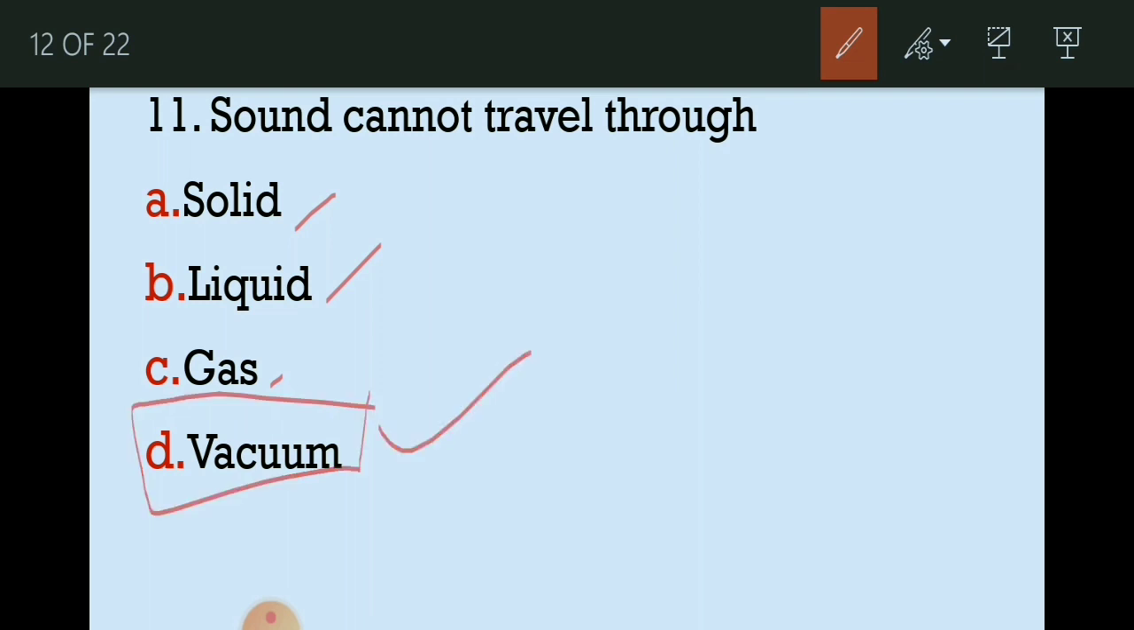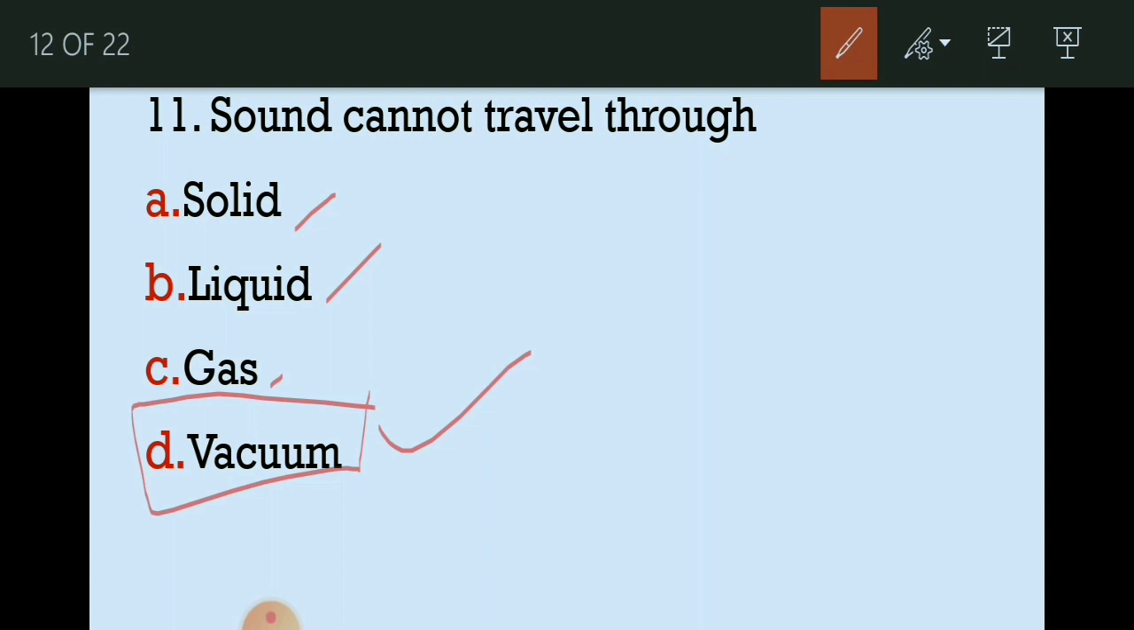Okay, suppose we place an alarm clock within a container. When air is present there, we can easily hear the sound of the alarm clock. But if we take the air out of that container and create a vacuum, you won't be able to hear the sound of the alarm clock. Why? Because sound cannot travel in vacuum.